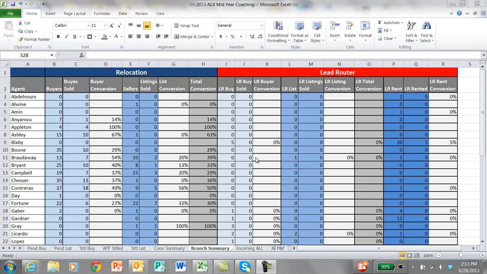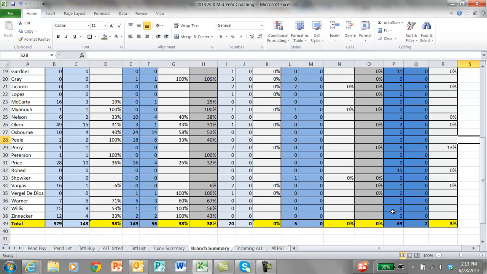If it's blank, that's because we don't have anything. We haven't gotten a result. If it's 0%, that means we have received business, we just haven't converted any. As you're looking across, you have all of this information here, and then there is a summary down at the bottom which will show you what the branch has done in total.